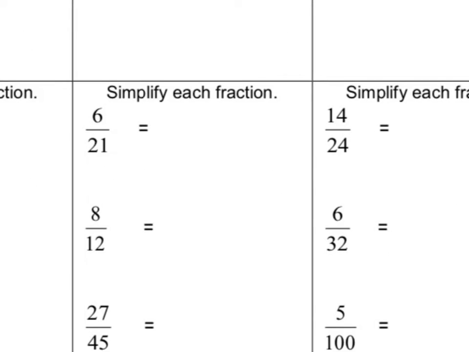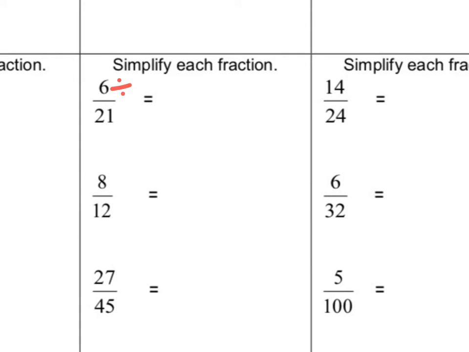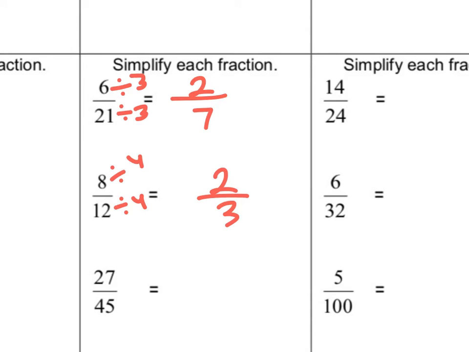For the next one, it says simplify each fraction. We divide both the numerator and the denominator by 3, because 3 can go into 6 twice, and 3 can go into 21 7 times. For the next one, we divide both the numerator and the denominator by 4. That will give us 2/3. For the last one, we can divide both the numerator and the denominator by, let's go and use 9, because 9 times 3 gives us 27, and 9 times 5 gives us 45.